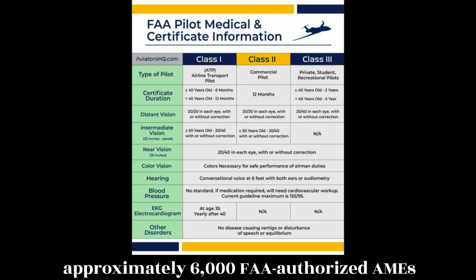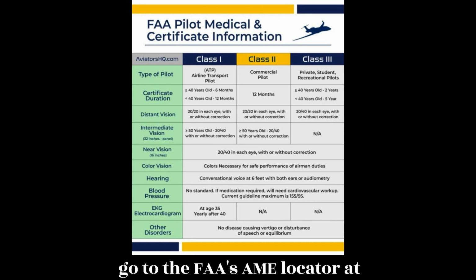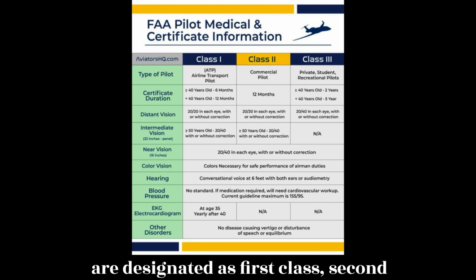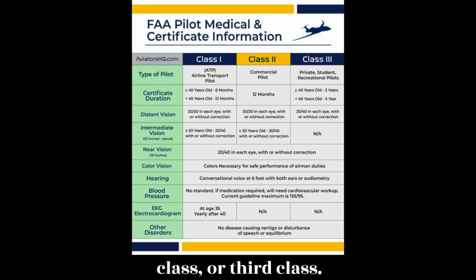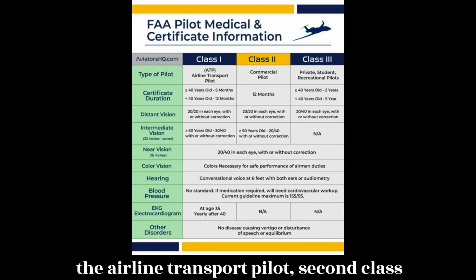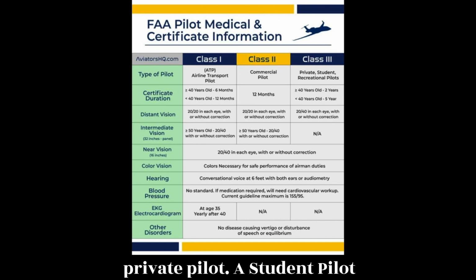A medical certificate is obtained by passing a physical examination administered by a doctor who is an FAA-authorized AME. There are approximately 6,000 FAA-authorized AMEs in the nation. To find an AME near you, go to the FAA's AME locator at www.faa.gov/pilots-AIM-locator. Medical certificates are designated as first class, second class, or third class. Generally, first class is designed for the airline transport pilot, second class for the commercial pilot, and third class for the student, recreational, and private pilot.